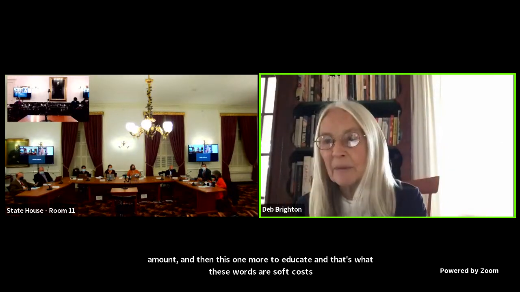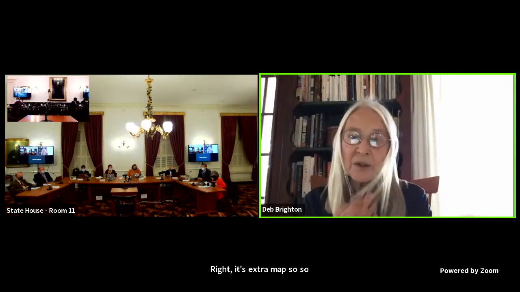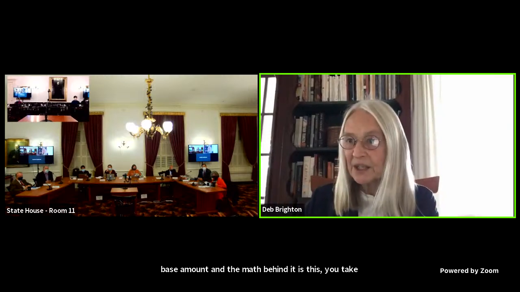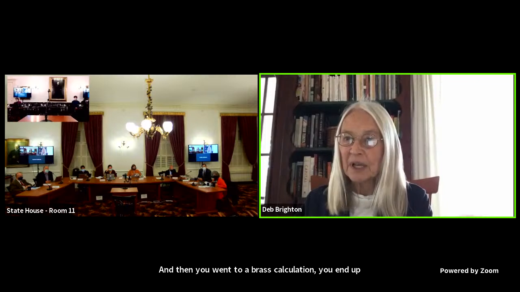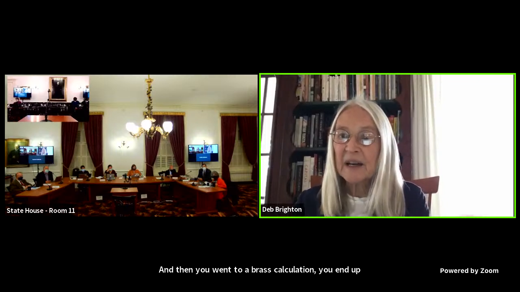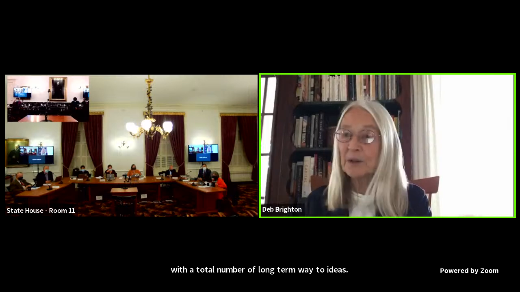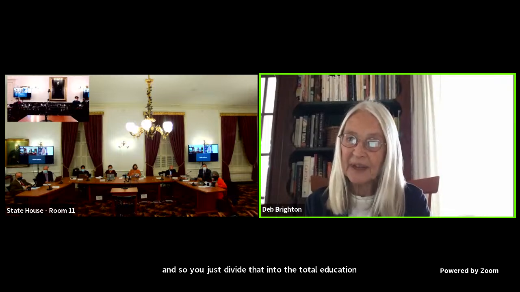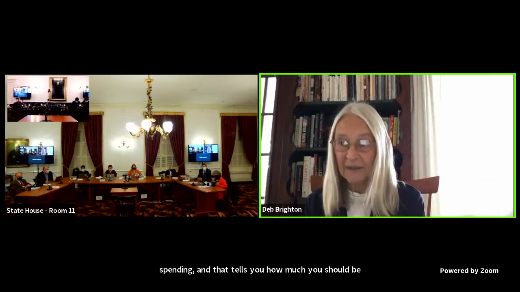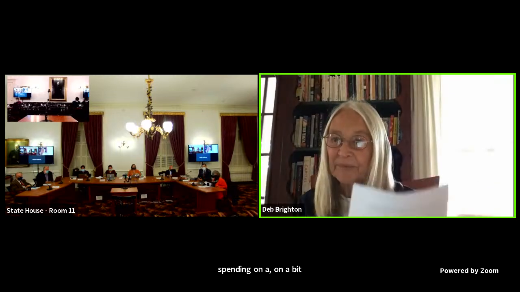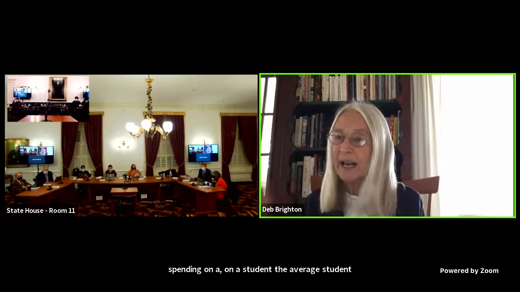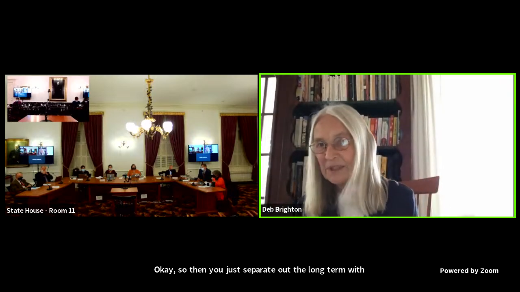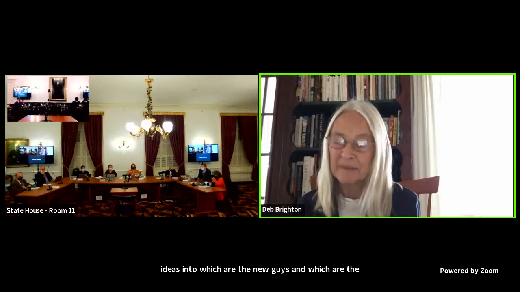So essentially you do have a base amount, and the math behind it is this. You take our total education spending, and then you went through Brad's calculation, you end up with a total number of long-term weighted ADMs. And so you just divide that into the total education spending, and that tells you how much you should be spending on the base student, the average student. Okay, so then you just separate out the long-term weighted ADMs into which are the new guys and which are the original guys, and you can figure out what the base amount is.